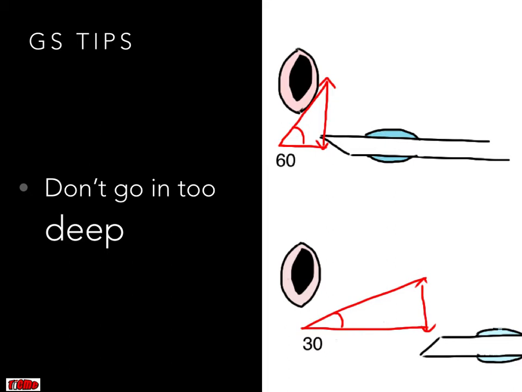It's really important with the Glidescope that you don't put the blade in too deeply. If you've got the blade in too deep, now remember the Glidescope disadvantage again: you cannot see the last 1 to 2 centimeters of the blade. So sometimes you might actually be over the epiglottis.